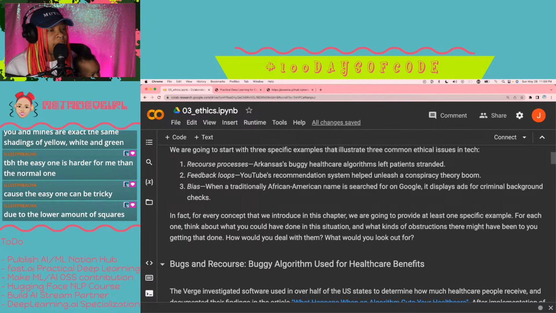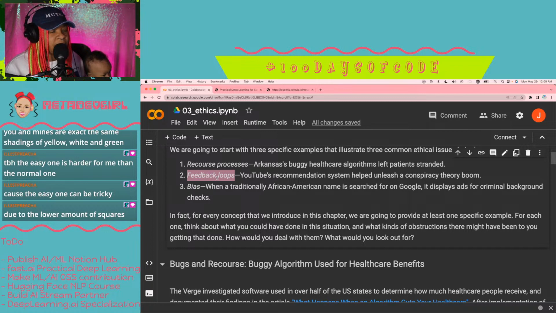Okay. Three specific examples that illustrate three common ethical issues: recourse processes, feedback loops, and bias. Bias I'm more familiar with. Feedback loops, we also learned a little bit about. I was talking about how feedback loops can be harmful, in a paper or case study about predictive policing. And in general, we also saw examples where feedback loops can make your model less accurate. Recourse processes: Arkansas's buggy healthcare algorithms left patients stranded.